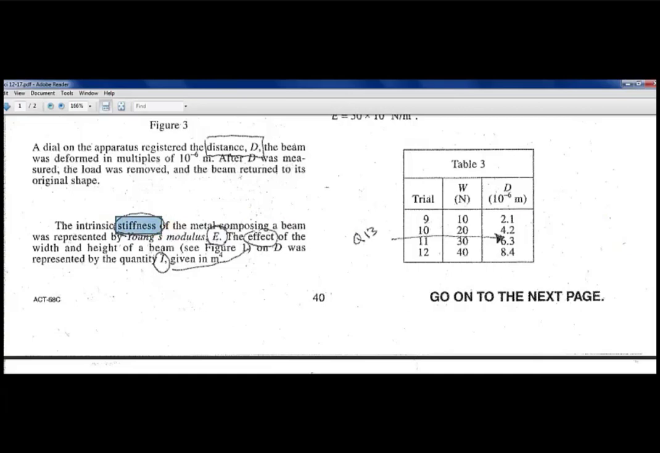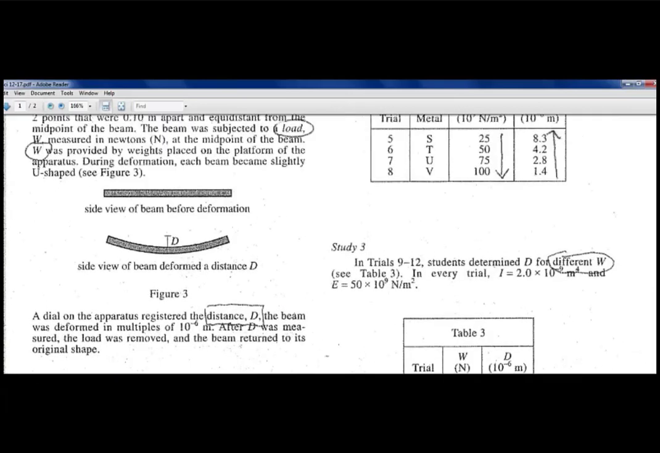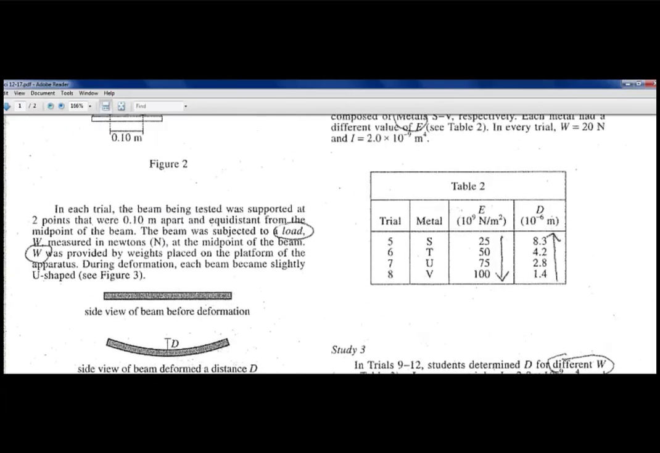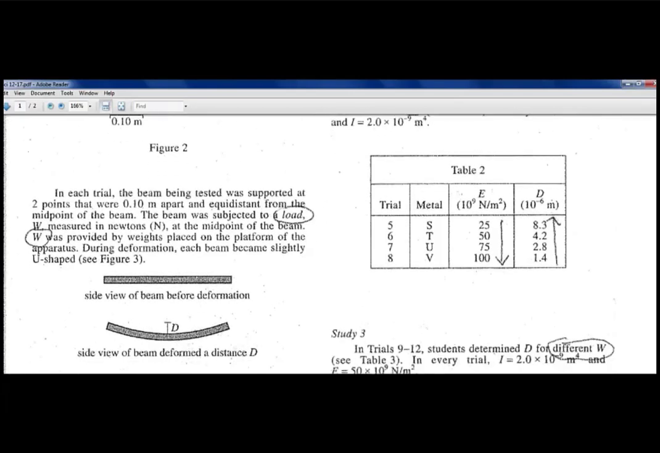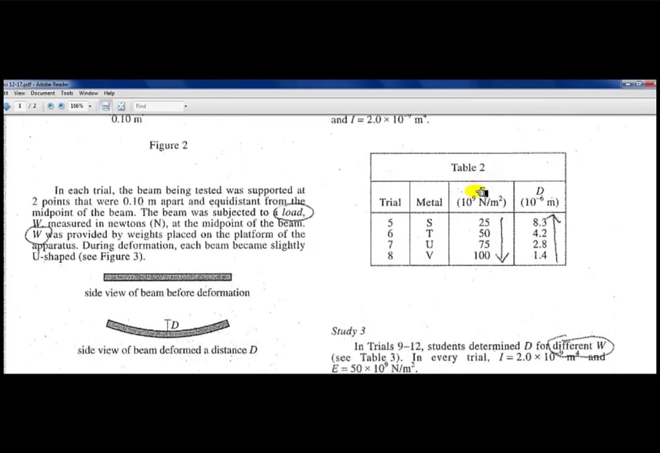Well, a stiff board is going to bend less when you put weight on it. That's just common sense. So a stiffer board, the larger the number here, the more stiff the board or beam is going to be, the less it's going to travel. And that's what you see here.